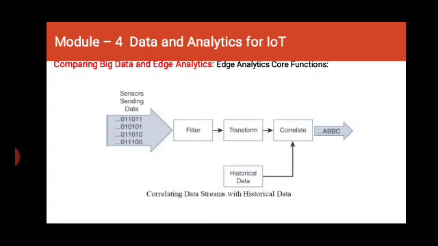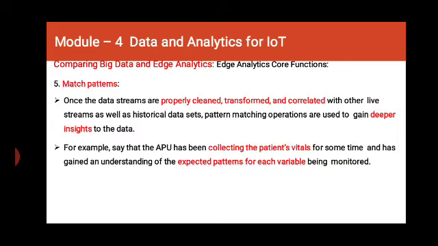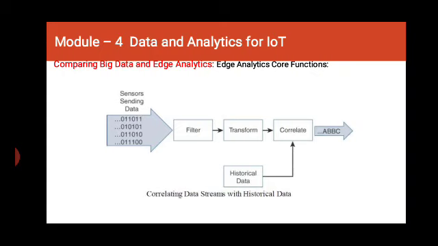Now, let us see this figure, how these core functions work with edge analytics. We have sensors sending the data. First of all, the data is going to be filtered, then it is going to be transformed. Then for correlating, you need to refer to the historical data. Then the final output stream is going to be generated. This is how edge analytics works. Thank you.